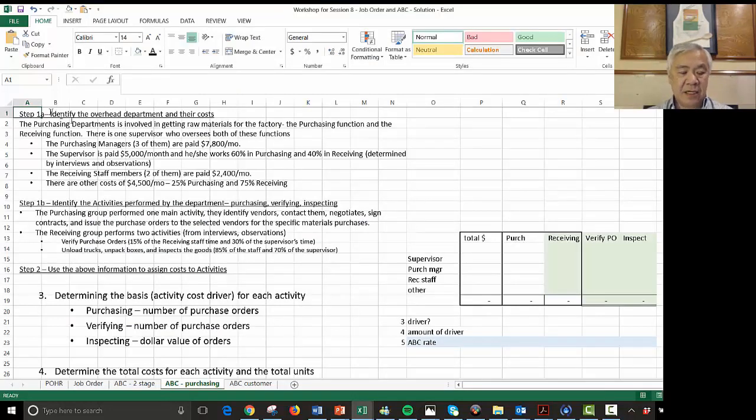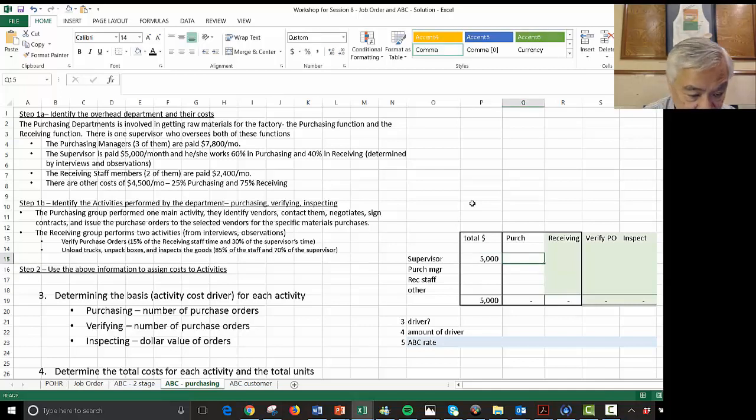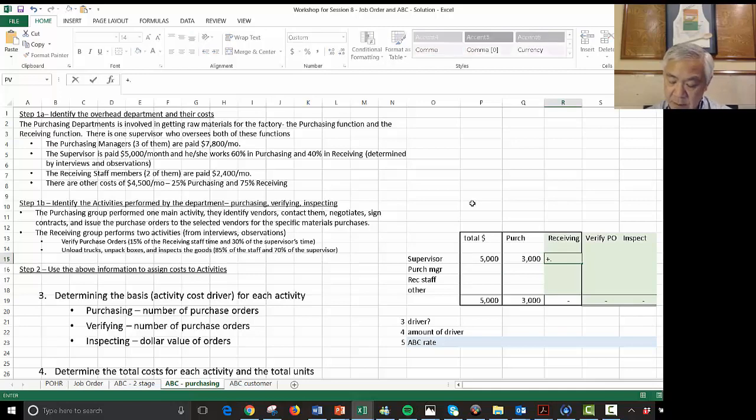In Excel, we just move the data to the left here, and on the right, we'll fill in the data. First, in total, the supervisor is paid $5,000. We're told from the data that he or she is allocated 60% to purchasing and 40% to receiving. So 0.6 times that amount is purchasing, and 0.4 times that amount is for receiving. Secondly, we have purchasing managers. There are 3 of them, so 3 times, and they're each paid $7,800. And so that's $23,400. And they are all involved in purchasing only.